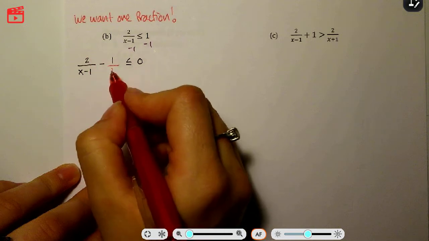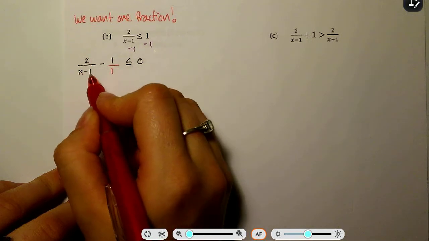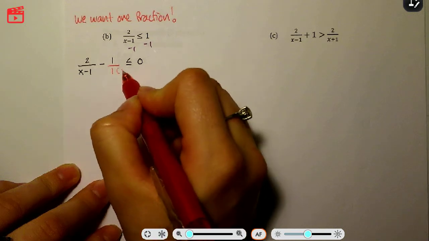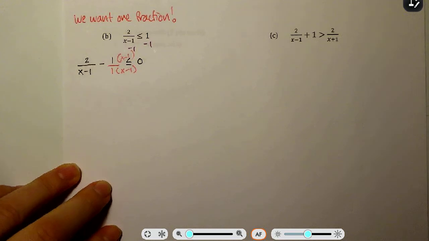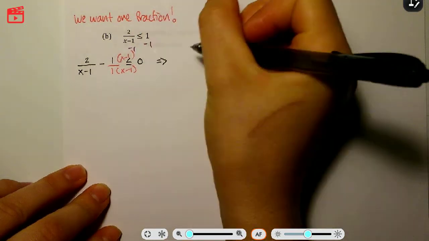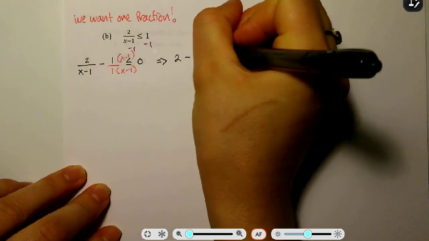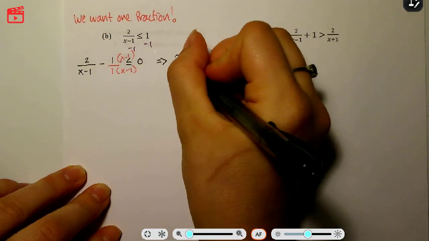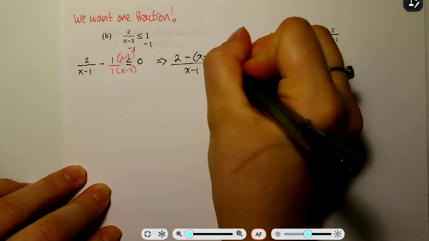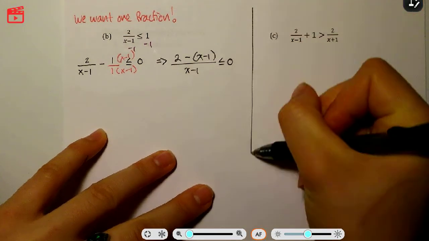In order to subtract fractions, they need the same denominator. I'm going to use x minus 1 as the common denominator, so I'll multiply x minus 1 to the bottom and to the top, the building up property, which means, I'm going to jot this out over here, I get 2 minus x minus 1, and when I subtract them, it's all over x minus 1, and that is less than or equal to 0. Let me go ahead and draw a line down here.